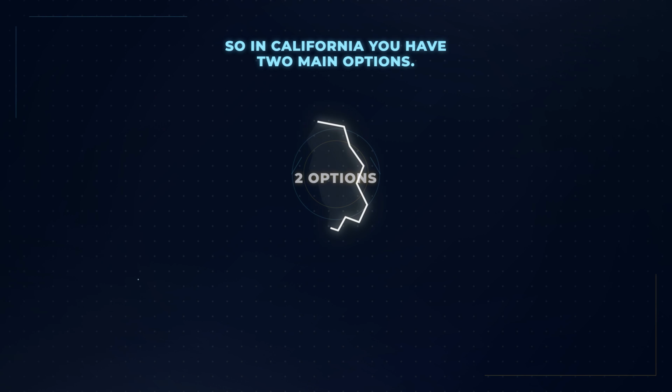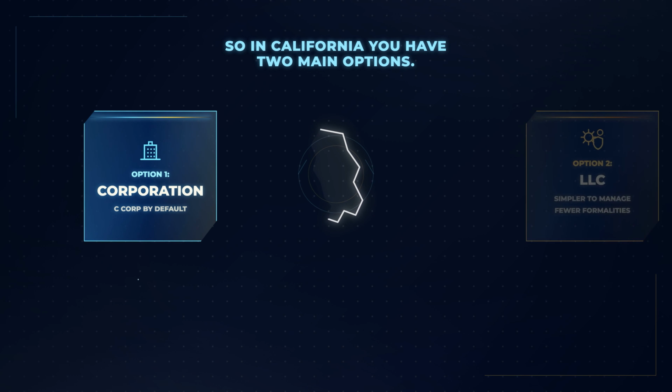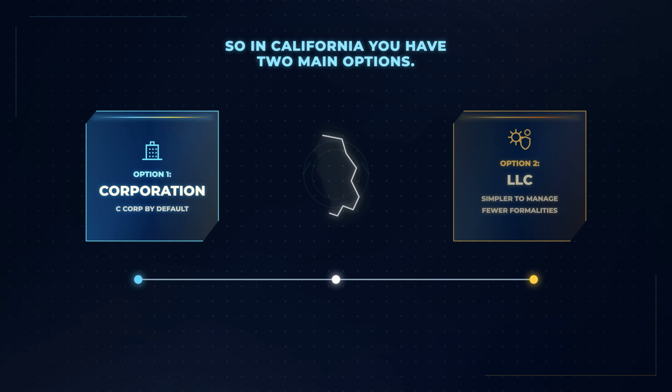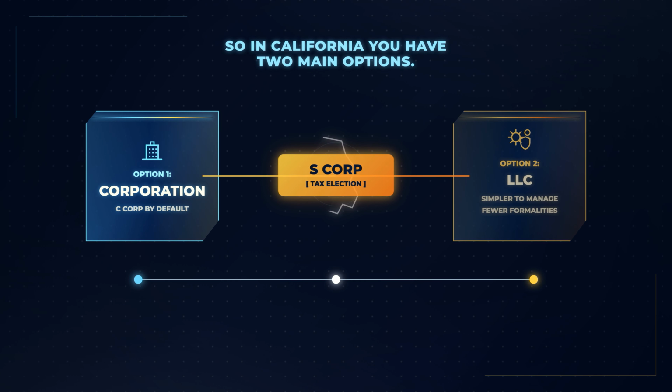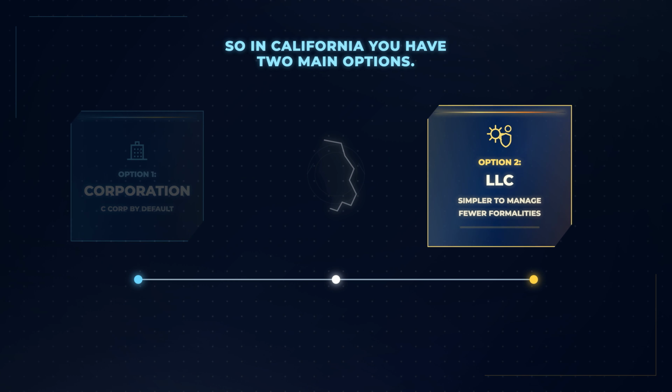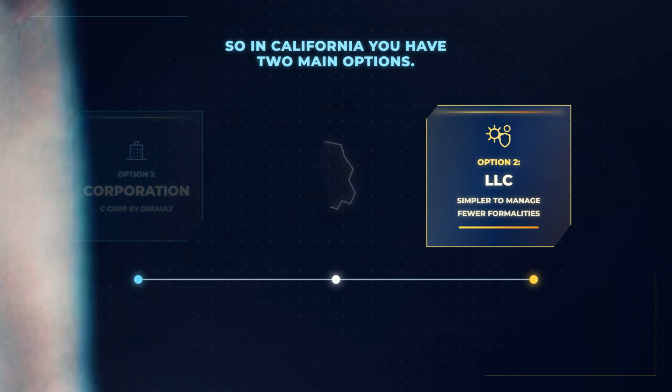So in California, you have two main options. You can form a corporation, which is a C Corp by default, or you can form an LLC. Either one can elect to be taxed as an S Corp. Most people starting out go with an LLC because it's simpler to manage and has fewer formalities. What matters for the S Corp election is not which entity type you choose, it's that you make the tax election correctly after the entity is formed.